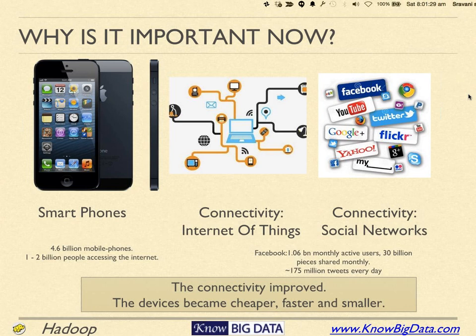And on the other hand, the connectivity improved a lot. You have 3G, 4G, Wi-Fi, all kinds of connectivity to transmit information. And whenever you transmit the information, the data duplicates. For example, I'm giving this session, and by the end of this session I will have transmitted around 2 gigabytes of data.